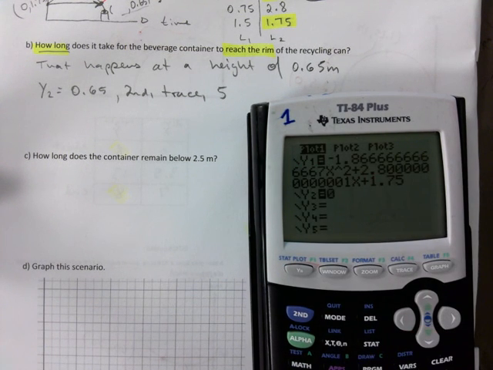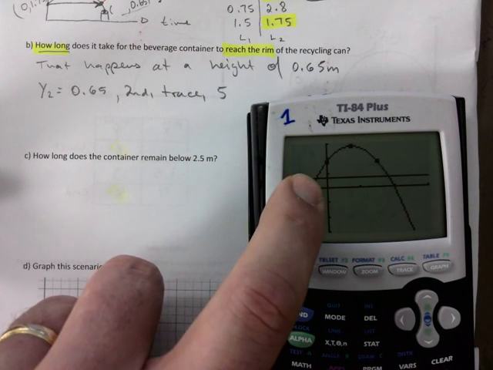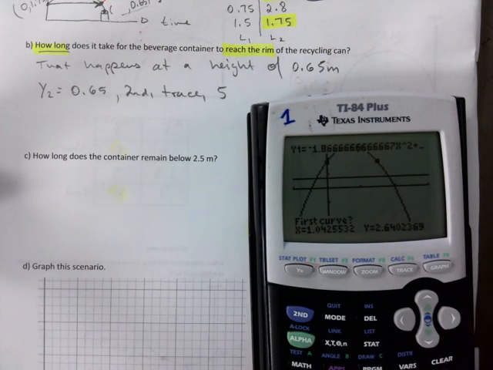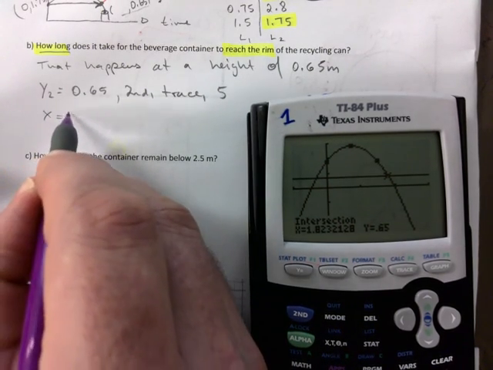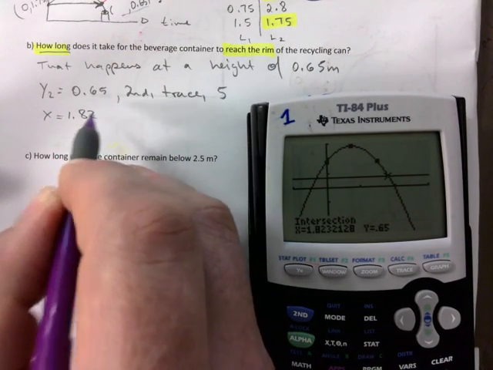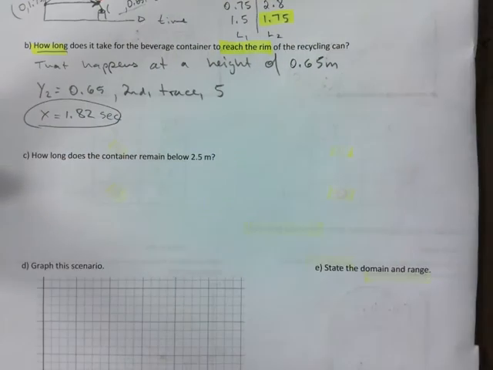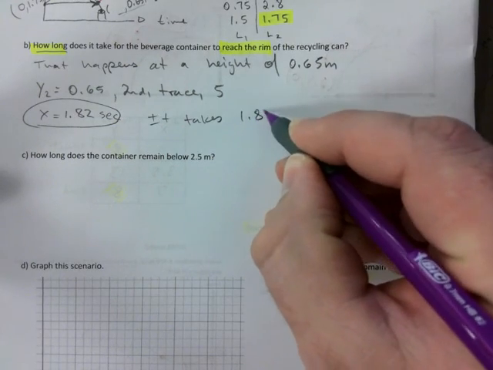Y2, I will make that 0.65 and graph it. There it is. I don't care about this negative here. I only care about that one. So second trace 5. Enter, enter, enter. And that would give me, and that would be seconds. Okay. It takes 1.82 seconds.